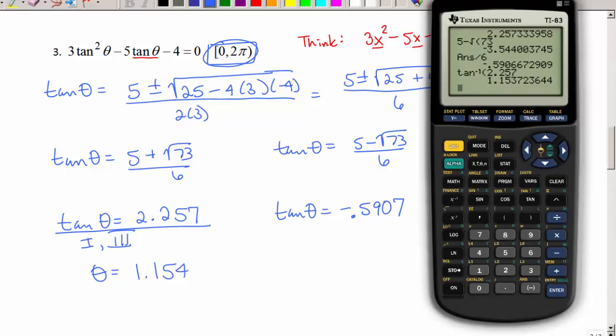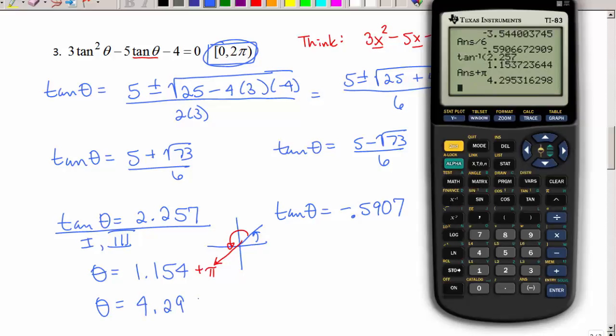How do I get it in quadrant 3? Well, look at it. Here's an angle in quadrant 1. It would be the exact opposite in quadrant 3, so I just need to add pi to it. So I'm going to come over here and say plus pi and get approximately 4.295. So that is quadrants 1 and 3.